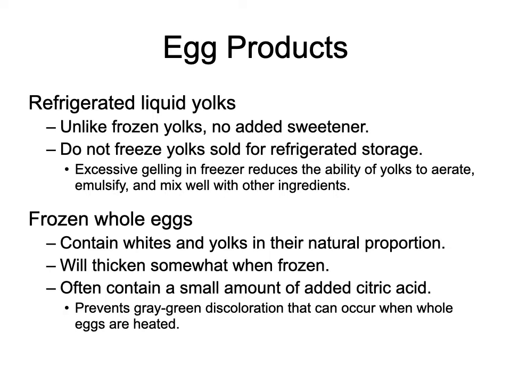Frozen whole eggs can also be purchased. And sometimes these are sold in as much as 35 to 50 pound boxes with a flexible plastic bladder inside full of eggs. They will thicken somewhat when frozen, but the reality is that they work great for when you need a lot of eggs, and you just don't want to have to crack 35 pounds of eggs.